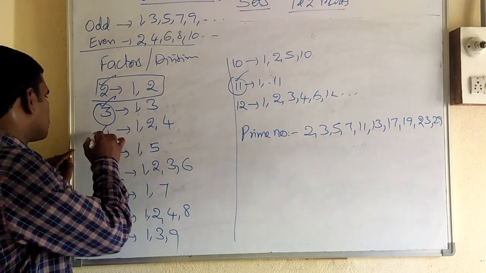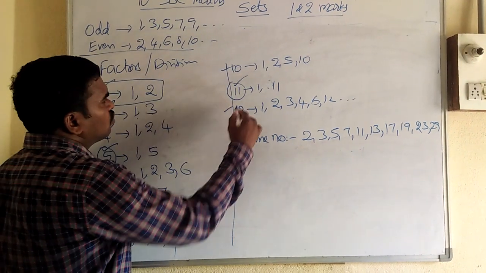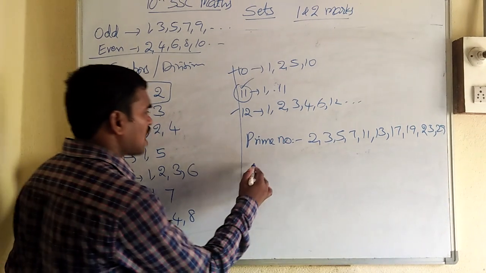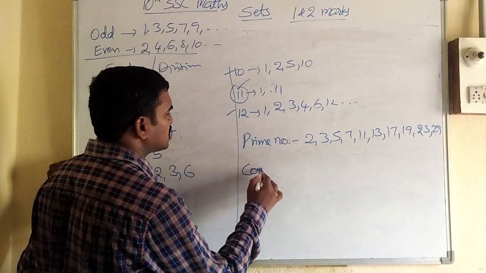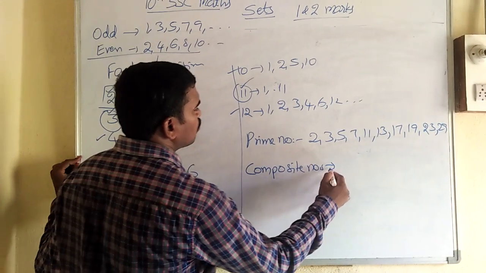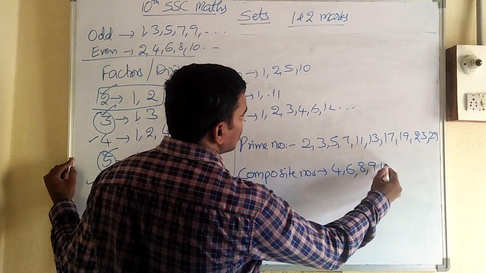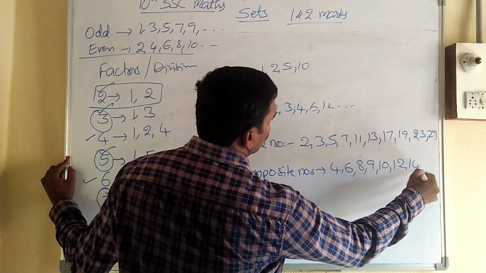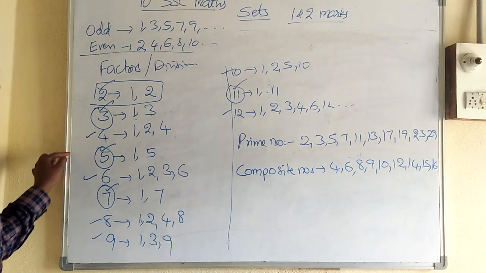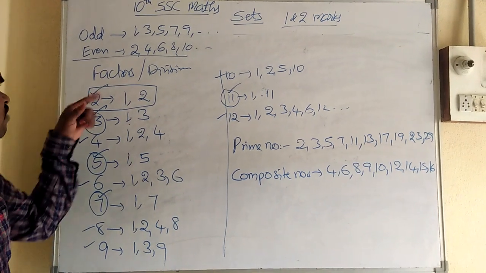What about the remaining numbers? This 4, 6, 8, 9, 10, 12 and next 14, 15, 16 etc. Those have a name, that is composite number. Composite numbers are 4, 6, 8, 9, 10, 12, 14, 15, 16, 18, and so on. So this is the concept about prime numbers and composite numbers using factors.